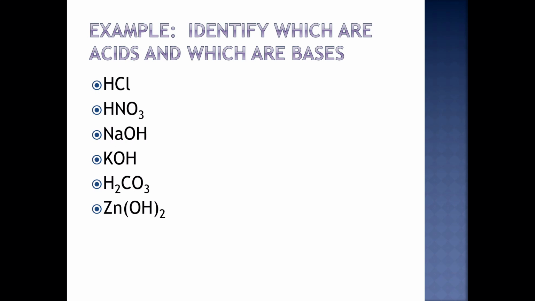All right, let's see if you guys were correct. So the acids are the ones identified with the H's in front. So the HCl, the HNO3, H2CO3. So this is hydrochloric acid, nitric acid, and this is carbonic acid.